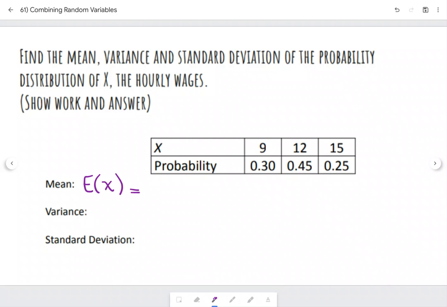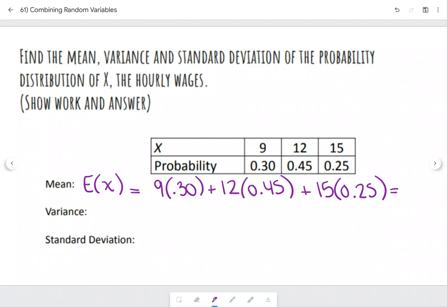And when we do this, we're taking the outcome and multiplying it by the probability of it happening. So we could have a $9 wage, and that's going to be times 0.30, plus a $12 wage times 0.45, and we'd have a $15 wage times 0.25. So we multiply those all, and then we combine all of them together. When we're adding all of those up, we should end up with the expected value of 11.85.